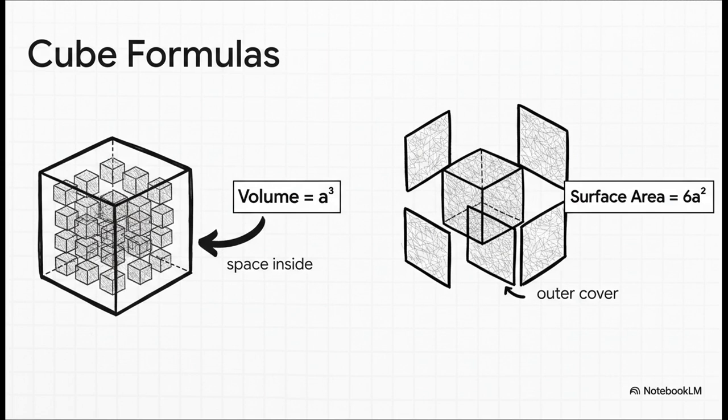Think of it as the amount of wrapping paper you'd need to cover the whole thing, all 6 faces. And finally, lateral surface area, LSA, is 4A squared. This one's just the area of the 4 side faces, without the top and bottom. Super useful if you, say, only wanted to paint the walls of a cube-shaped room.